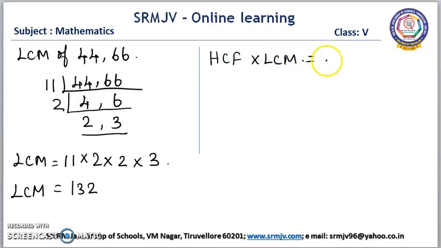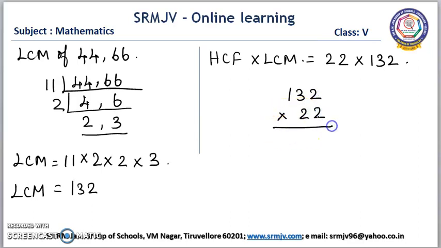It is equal to HCF, which is 22, and LCM, which is 132. Now we are going to multiply the numbers. 132 into 22. Here 2 twos are 4, 2 threes are 6, 2 ones are 2. Now we have to leave the ones place. Again we are going to multiply the number by 2. Then we will get the same number 264. So we can write the number 264 here.